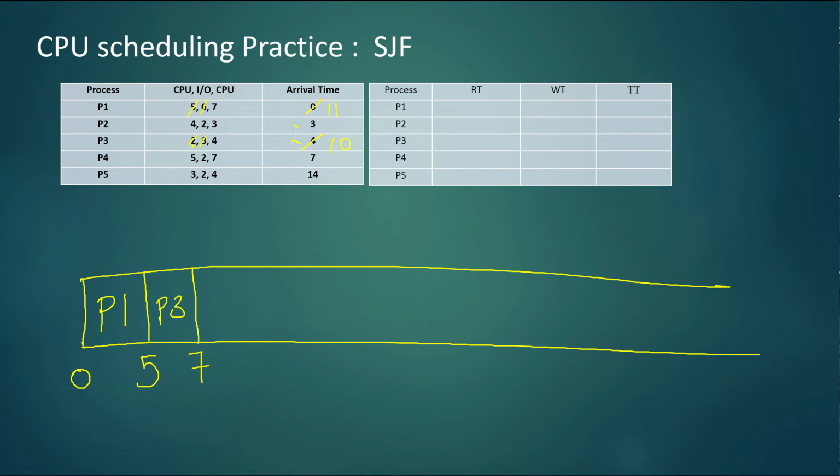So next, the current time is 7. In the ready queue we have P2 and P4. They are the only 2 in the ready queue, and the one with the shorter CPU burst is P2.